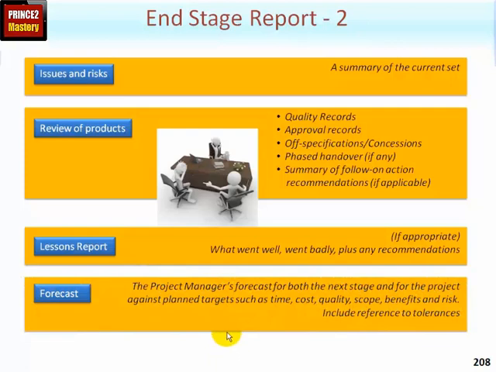And forecast. This is the project manager's forecast for both the next stage and for the project as a whole. And in here, the project manager will forecast against the baselines that were agreed and set up, plan targets such as time, cost, quality, scope, benefits and risk. And the forecast will include reference to any tolerances, for example, the project tolerances and how much has been used and how much is remaining.